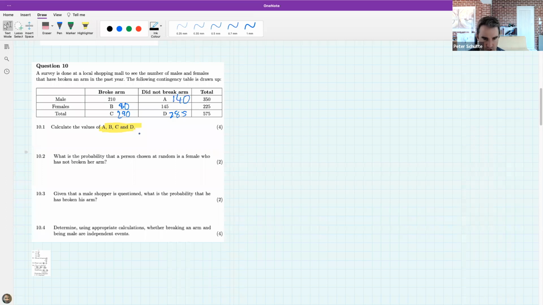Now, routine procedures. If you look at this, the question says, what is the probability that a person chosen at random is a female who has not broken her arm? So they're asking, if you choose a random person from this group, what is the probability that they belong to both the female group and the not broken arm group?